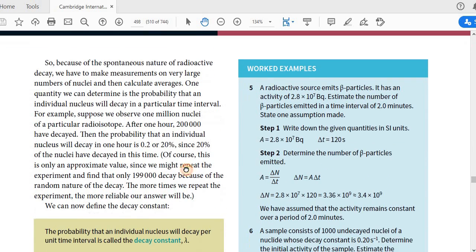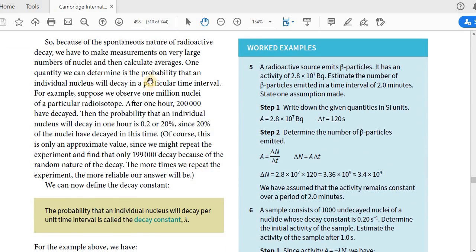Because of the spontaneous nature of radioactive decay, we have to make measurements on very large numbers of nuclei and then calculate averages. One quantity we can determine is the probability that an individual nucleus will decay in a particular time interval. For example, suppose we observe 1 million nuclei of a particular isotope. After 1 hour, 200,000 have decayed. Then the probability that an individual nucleus will decay in 1 hour is 0.2 or 20%.